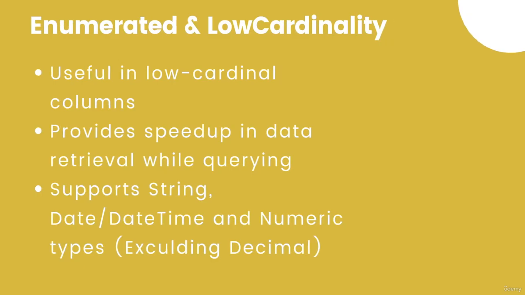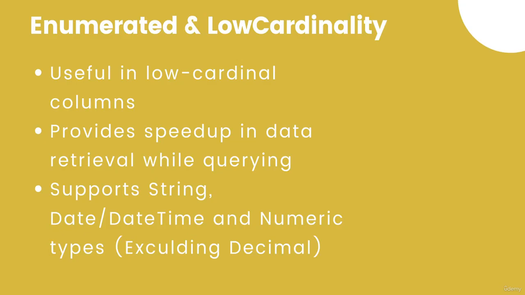Welcome back. In this video, we will cover the data types in ClickHouse that can be used for low cardinal data. Low cardinal data has very less number of unique elements in it. In other words, the values repeat frequently in the dataset. In ClickHouse, we have two different data types called enumerated and low cardinality, which can be used to store columns with low cardinal data. Using these data types can provide significant speedups while reading and storing the low cardinal data.